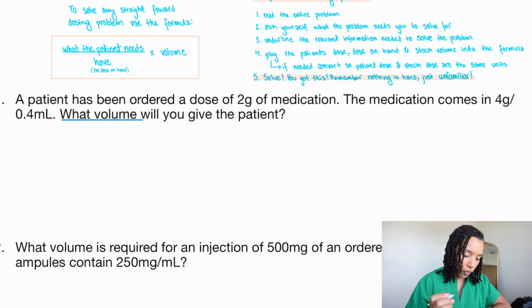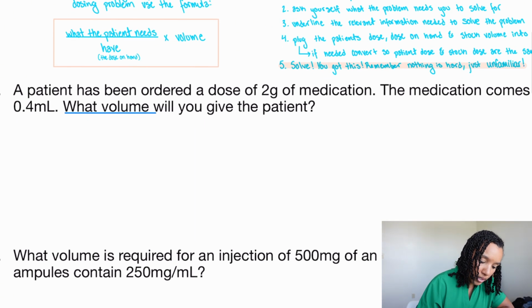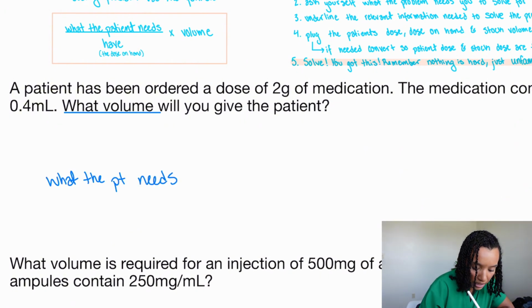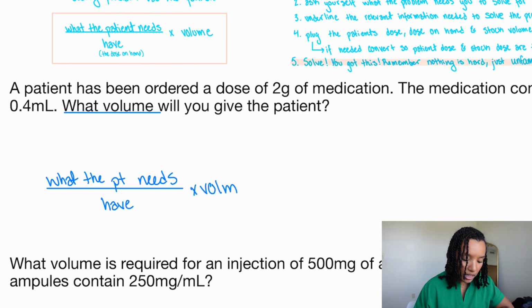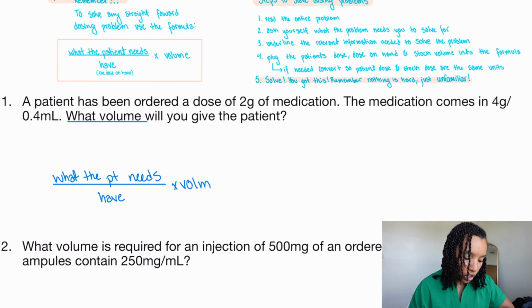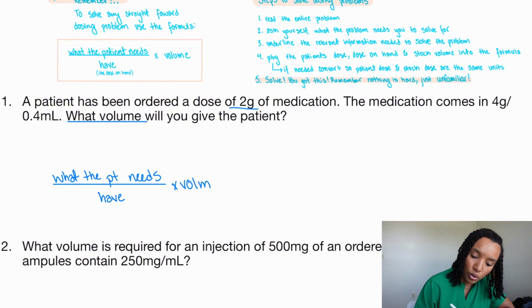Now, according to my formula, which is what the patient needs, and I'm abbreviating patient with PT, divided by what I have, times my volume, I need to find these 3 variables, and then I need to plug them into my calculation. So, what the patient needs. Well, the patient has been ordered a dose of 2 grams of medication. So, the patient needs 2 grams of whatever this medication is. That's what the patient needs.